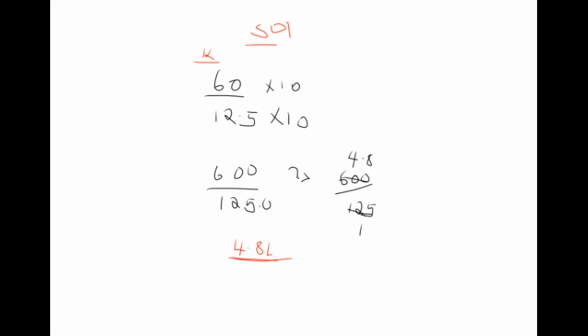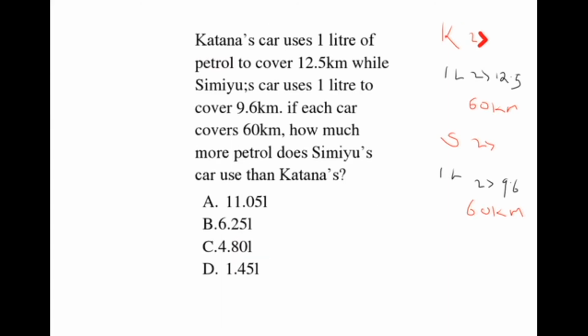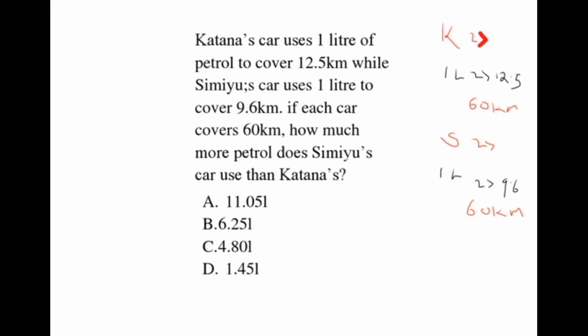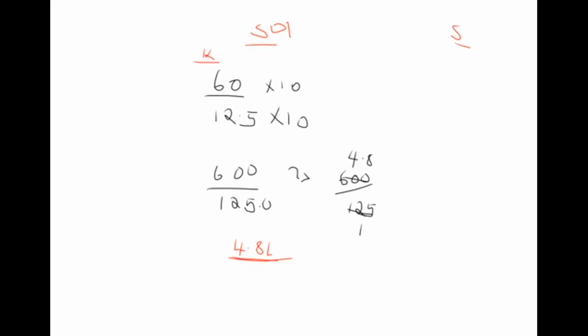Let us work on the side of Simiyu to know the number of liters which he uses. We are told that Simiyu uses 1 liter to cover 9.6 kilometers, and then at long last he covers 60 kilometers. So for us to get the number of liters of petrol which he uses, we proceed as follows.